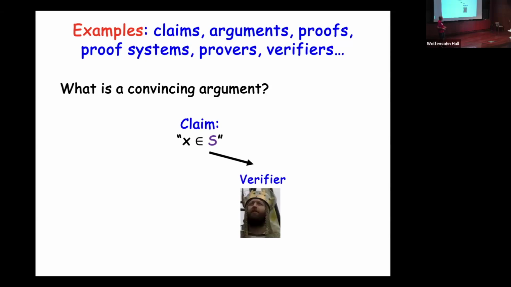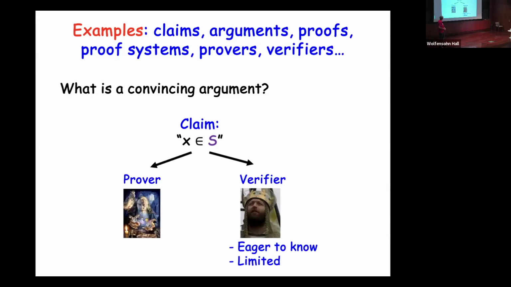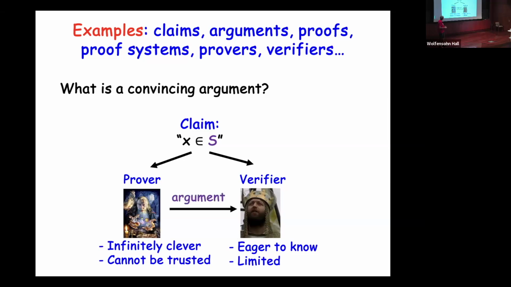One is a verifier who is really eager to know whether this is true or not, but is limited, cannot do it by itself, cannot compute it. And on the other hand, a prover that may be infinitely powerful, knows everything, but cannot be trusted. So, the verifier wants to be convinced. And this is usually augmented by an argument that the prover sends the verifier to convince him.